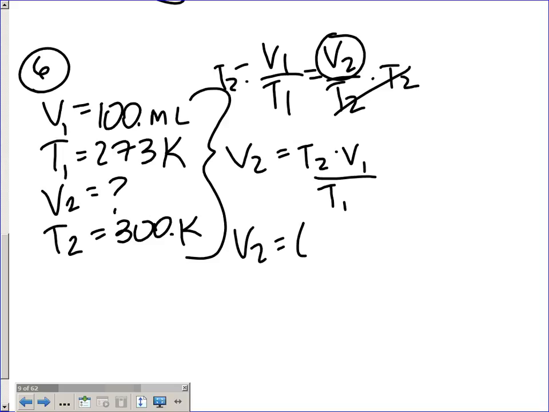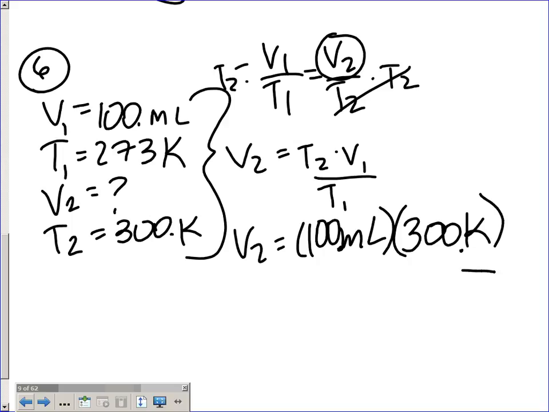100 times 300. 100 what? Or 100 milliliters. Okay, so I'm going to put V1 in first. So 100 milliliters times 300 Kelvin divided by 273 Kelvin. What units cancel?